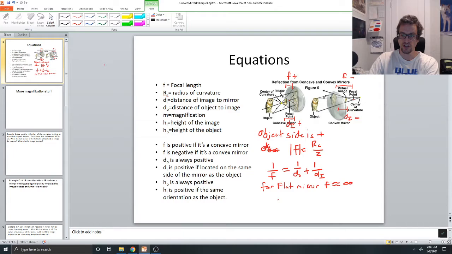And the final equation is magnification. Magnification is hi over ho equals negative di over do. All right, so let's talk more about that magnification stuff.